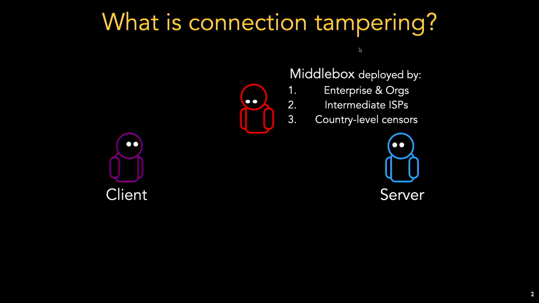So what do we mean by connection tampering? We are referring to the restriction of application layer TCP traffic between a client and a server by a middle box that is performing deep packet inspection in the network.